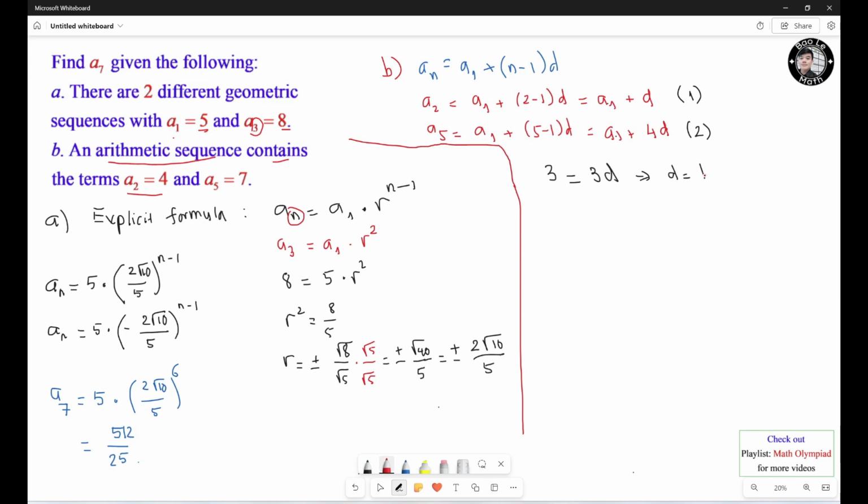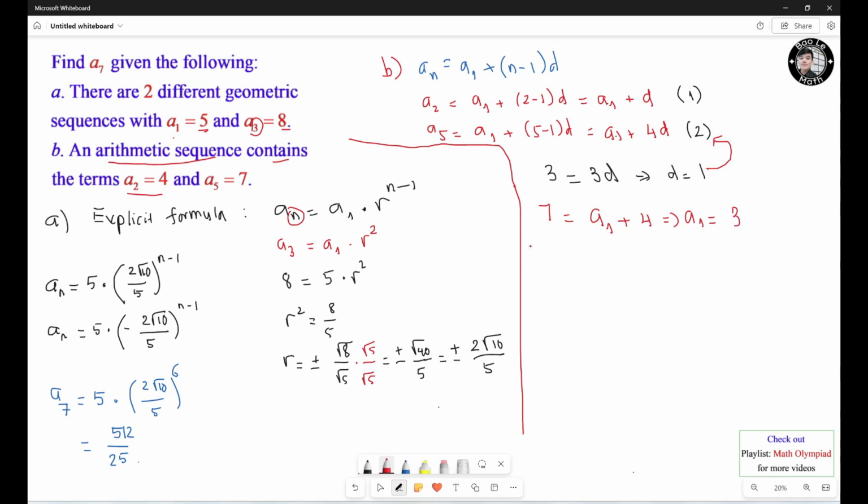You substitute D equals 1 back to the second equation right here. Alright, you solve for A1. So you have A5, A5 equals 7. I have 7 equals A1 plus 4 times D, D equals 1. So you solve A1 equals 7 minus 4 is going to be 3.